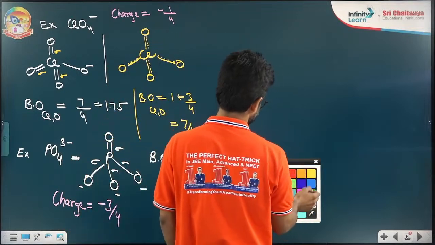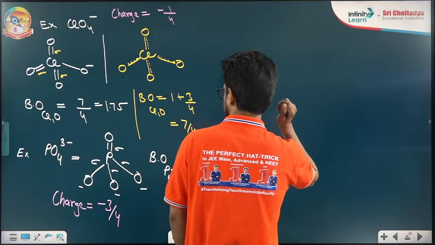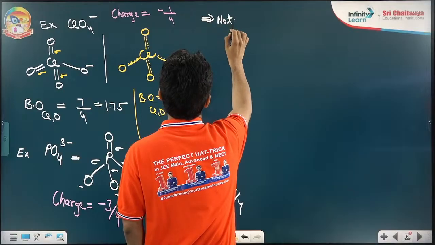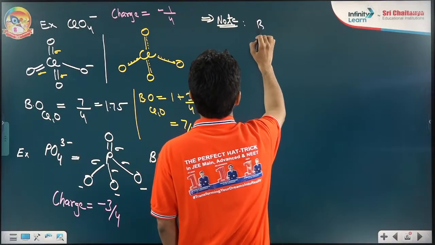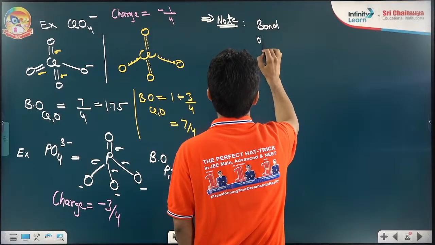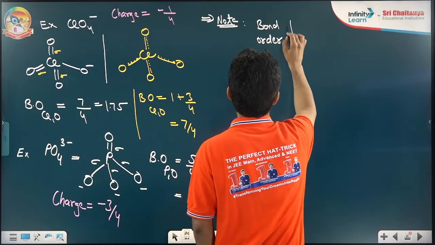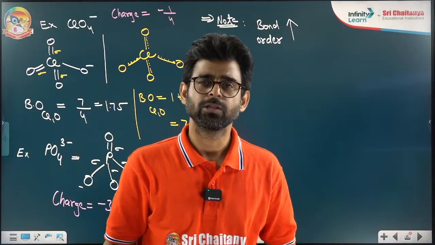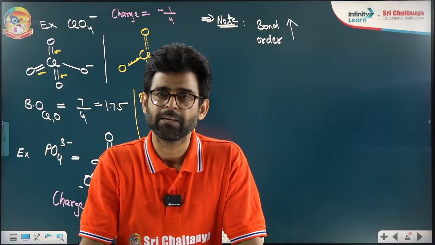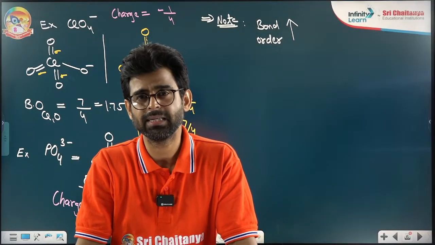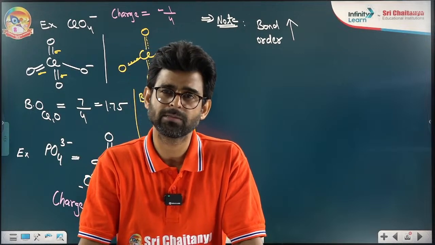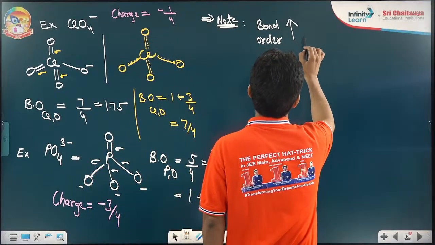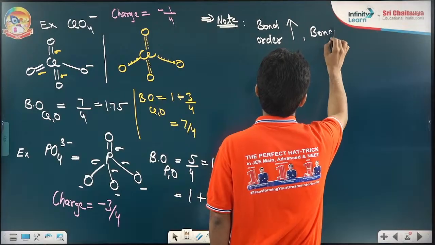Good, good. Next, now you know about the bond order, right? So beta, remember one thing. If bond order is high between two atoms, then definitely the bond length becomes small, small, small. So remember, higher the bond order, the shorter the bond length.